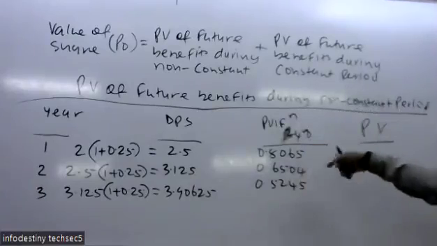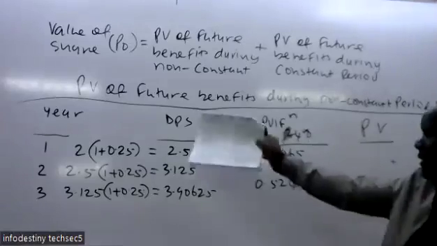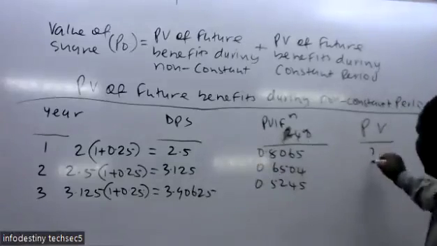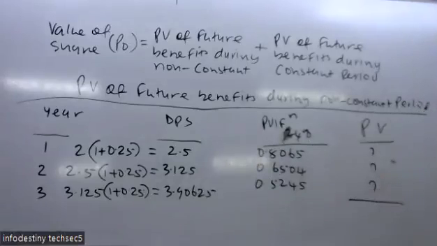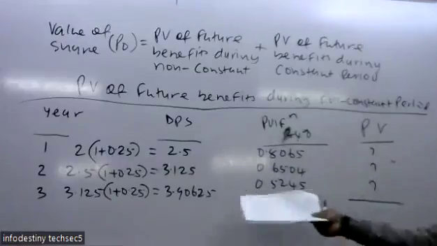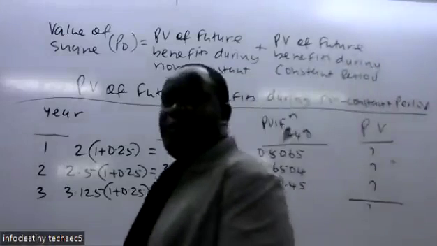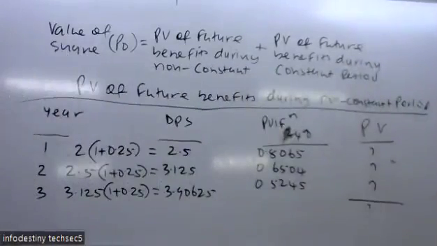When you check 24% in the first table, you will get these figures. Multiply the dividends by these figures, you get these values. Then you add them together. Take 2.5, multiply by 0.8065, get that. This multiplied by that, you get a value, also this by that. So add them together. That now will give you the present value of the future benefits during the non-constant period.